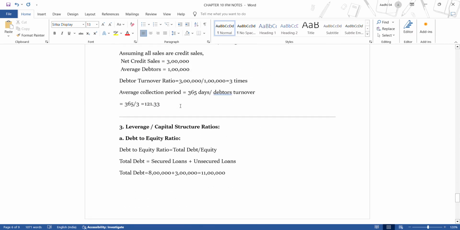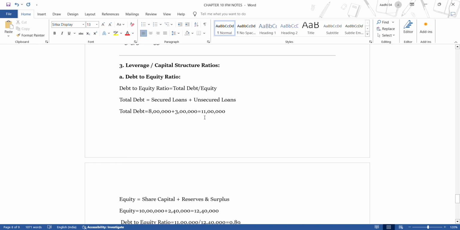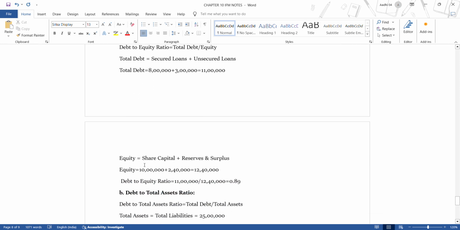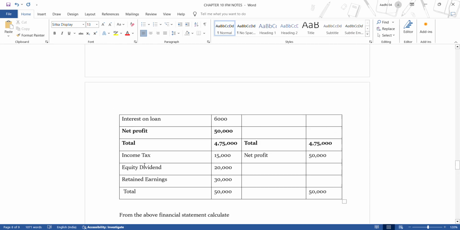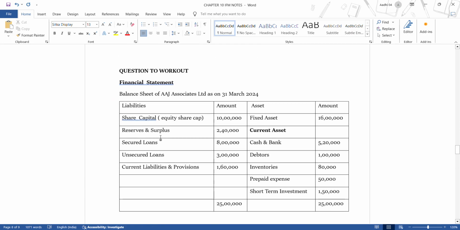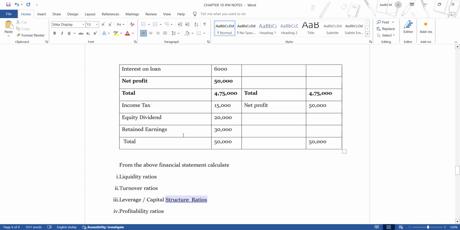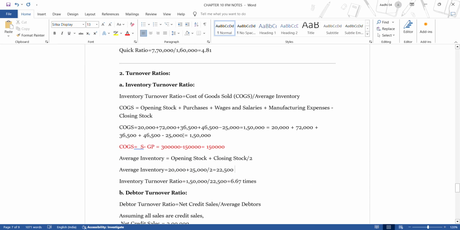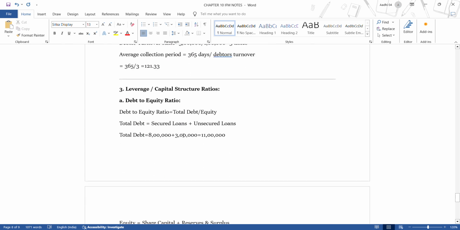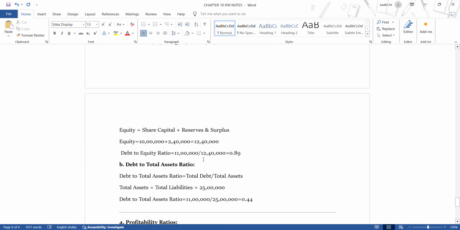So here total debt is 8 lakh plus 3 lakh, that is 11 lakh, and equity means share capital plus reserves and surplus. Reserves and surplus means we keep a certain surplus amount of money aside that can be used in the future, coming from the profit. So we have to add both share capital and reserves and surplus. That is 10 lakh plus 2 lakh 40,000, that is 12 lakh 40,000. Now you have to divide, and you will get the debt equity ratio.